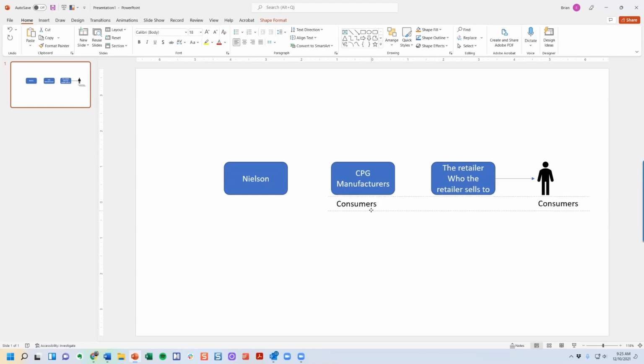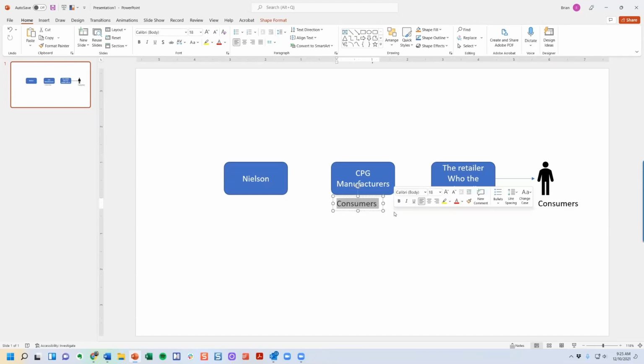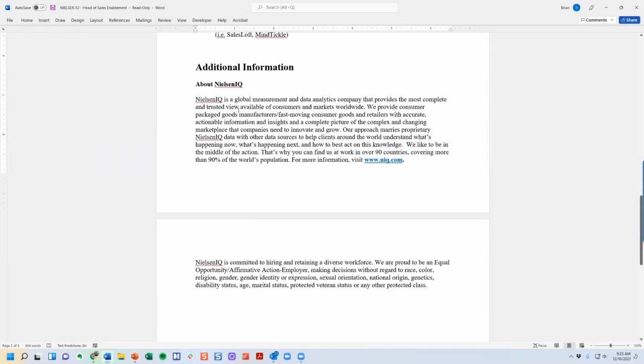The CPG manufacturer, what is a CPG manufacturer? How would you answer that? Do you know? Where am I getting that from? They say we provide consumer packaged goods. I know in the industry that's called CPG manufacturers. We provide CPG manufacturers and fast moving consumer goods and retailers. Okay, so that's who they sell to.